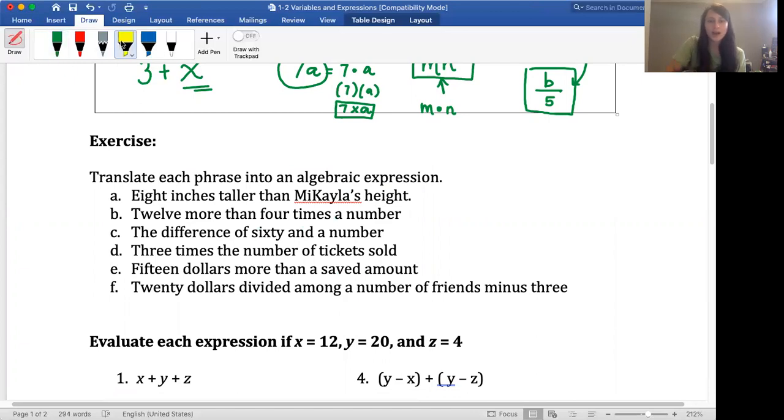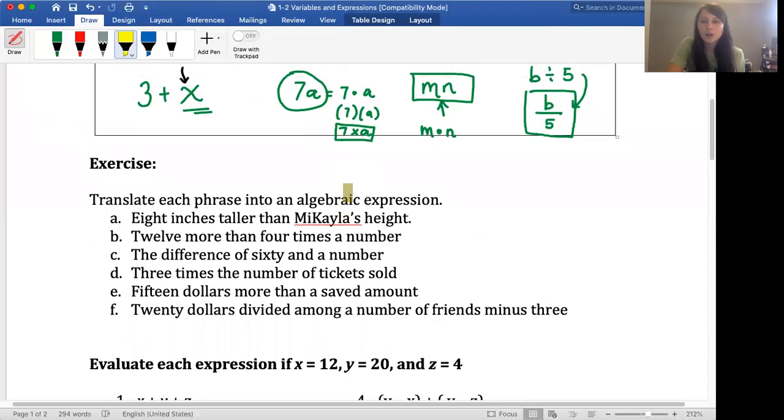So before we actually write these out, I'm going to read these phrases and decide, is there a part of this phrase that represents an unknown that I might use a letter to represent? So, 8 inches taller than Michaela's height. Now, do we know Michaela's height? We don't. We don't know her height. So we're going to use a letter to represent Michaela's height. And I might use the letter M, because M for Michaela, right? Or I could use H for height, right?